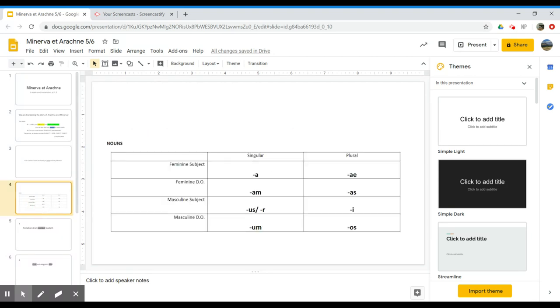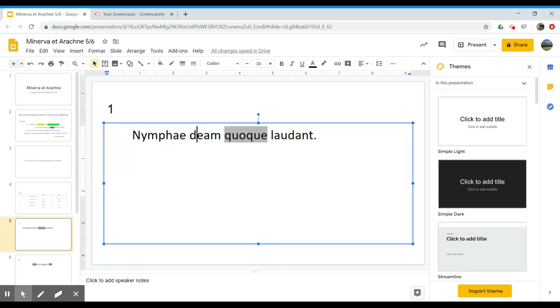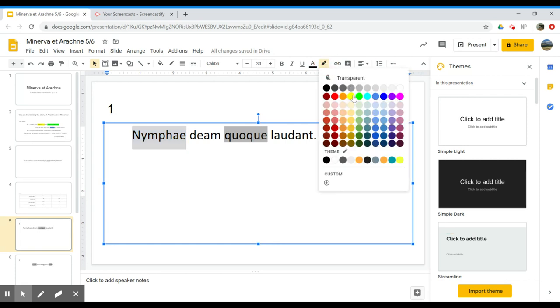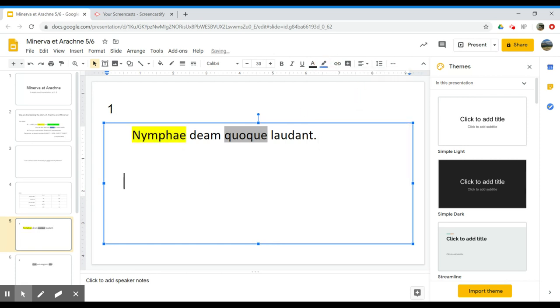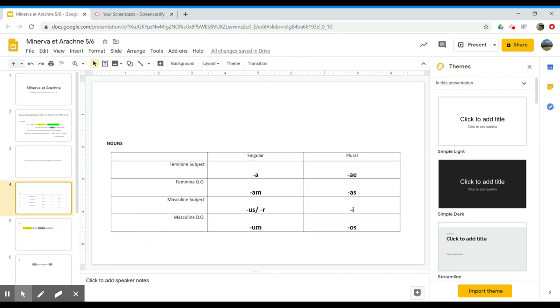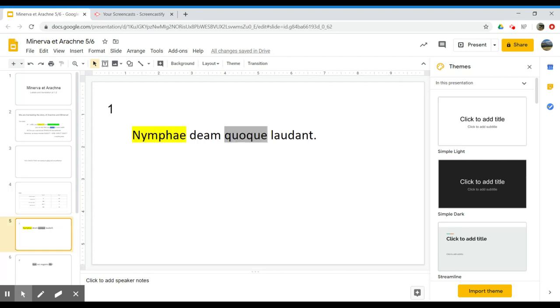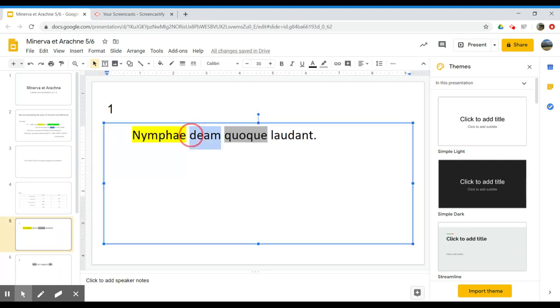All right, Nymphae ends in AE. If I look back at my chart here, I see that subjects end in AE. So I'm going to go ahead and highlight those the subject color, which is yellow. Awesome. That means that word will also come first in our sentence. Our next word is deam. That word ends in am. If I go back here to my chart, I see that the words that end in am are direct objects. So for deam, I'm going to highlight that one green.